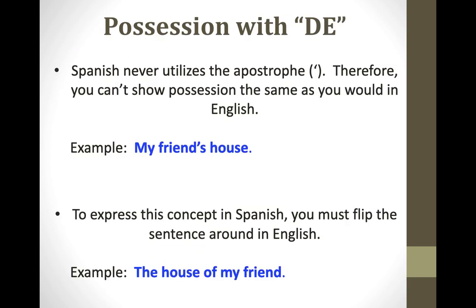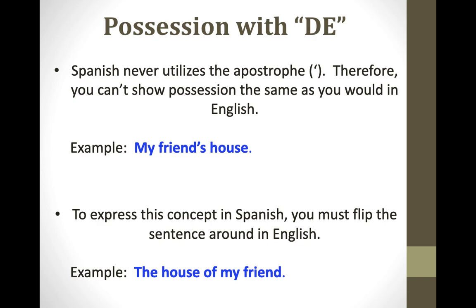Okay, so here's a new concept. I'd like for you to use the space available to you on the back of your note guide to jot down a few notes, but just wait for me to let you know when to pause because you don't need to write a ton of stuff, okay? But possession with de. You guys have seen this word de before, okay? Remember, yo soy de Estados Unidos, right? I am from the United States, okay?